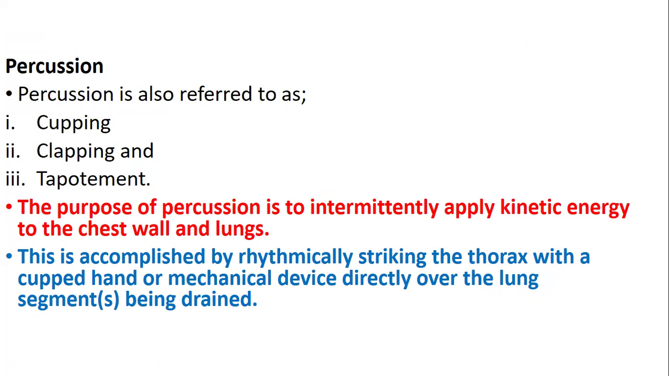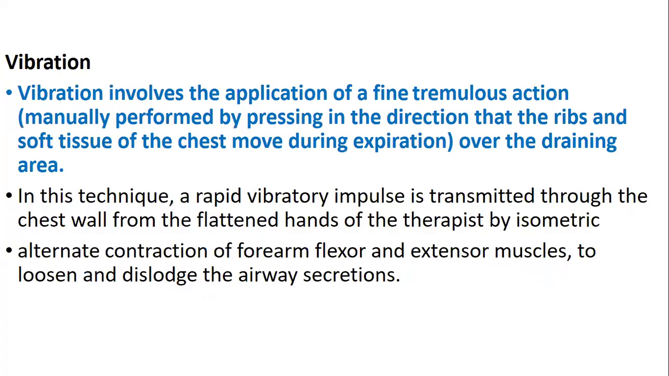The purpose of percussions is to intermittently apply kinetic energy to the chest wall and lungs. This is accomplished by rhythmically striking the thorax with a cupped hand or mechanical device directly over the lung segment being drained, so that you loosen the secretions and allow the secretions to be drained to the central zone. That is the whole essence of whatever we are discussing, is to loosen the secretions, allow them to be drained to the central zone so that they can be coughed up.